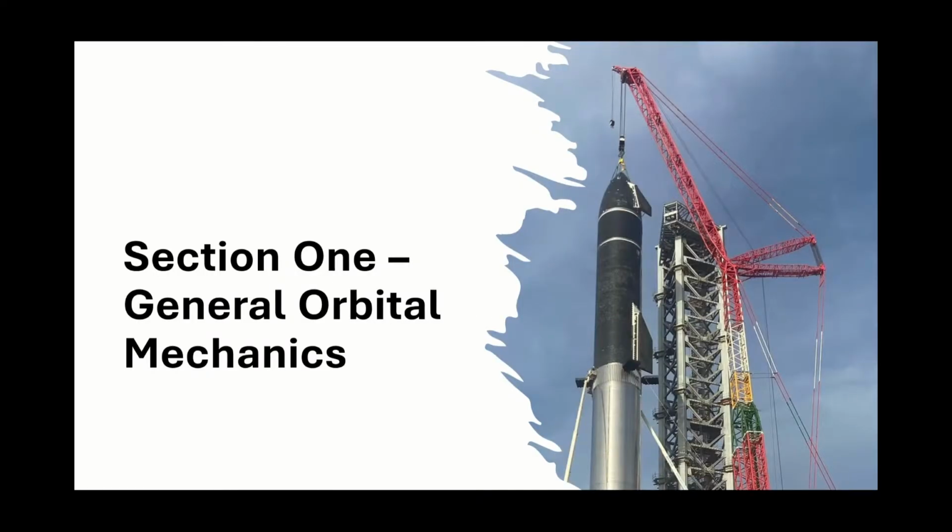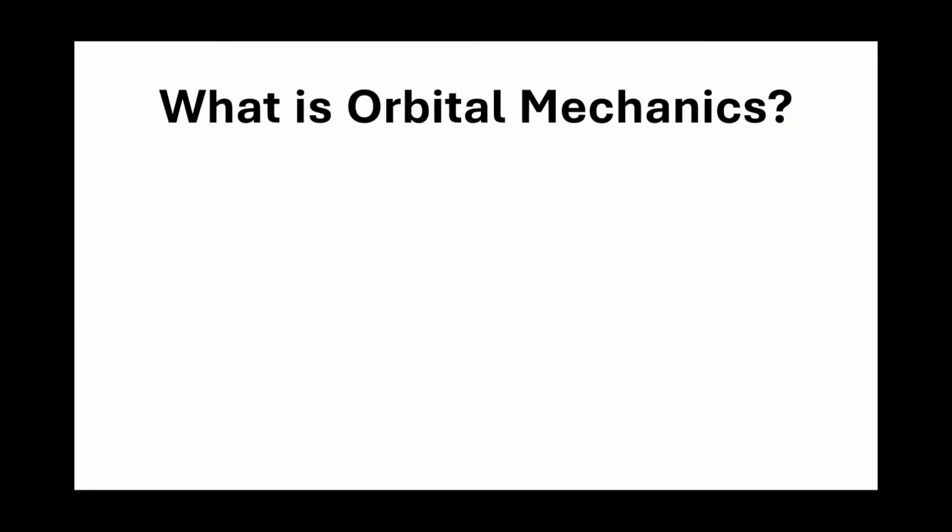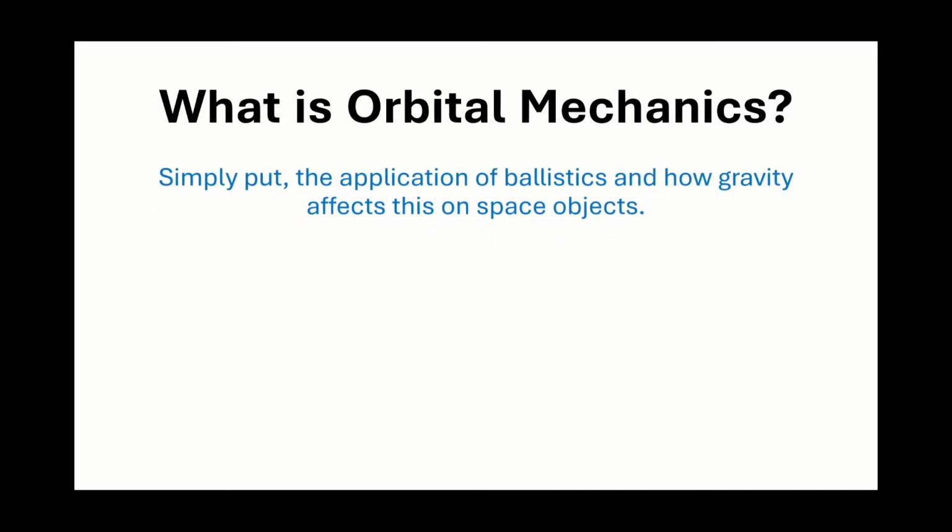So section 1, general orbital mechanics. How do we get to orbit? What terms do we use? And what rules do we apply in space? This will be covered in this section. So, what is orbital mechanics? The application of ballistics and how gravity affects this on space objects. That is what orbital mechanics is.